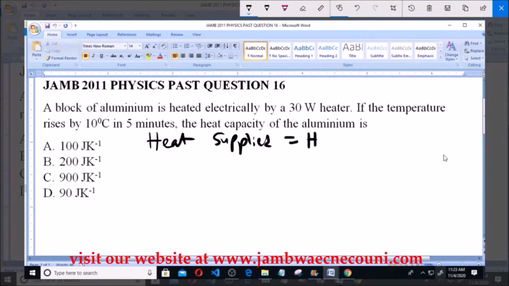is equal to the heat gained. Heat supplied is equal to heat gained.